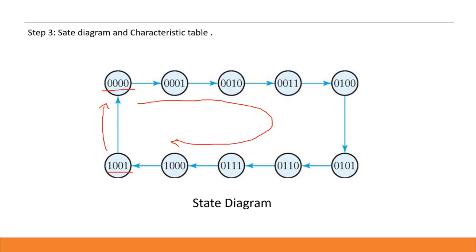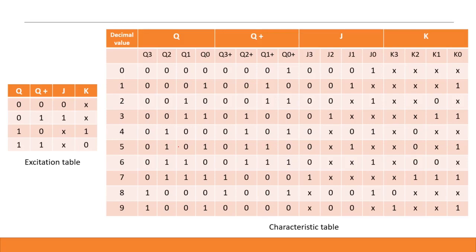Now let us see how we can write the characteristic table. Here we have the excitation table from the previous slide, and I'll explain how to write the characteristic table. Q and Q plus are the present and the next states. J and K are the corresponding values. As an example, if you take Q0 and Q0 plus, they are 0 and 1. In the excitation table, for Q and Q plus having 0 and 1, the J and K values are 1 and don't care. So here J0 and K0 are also 1 and don't care.